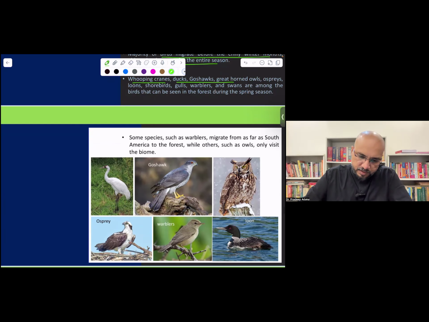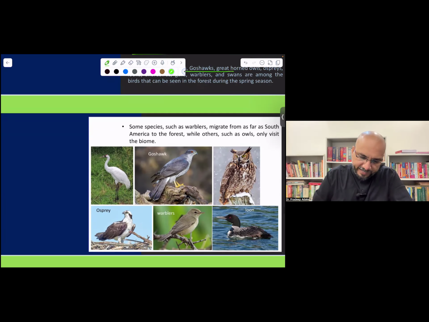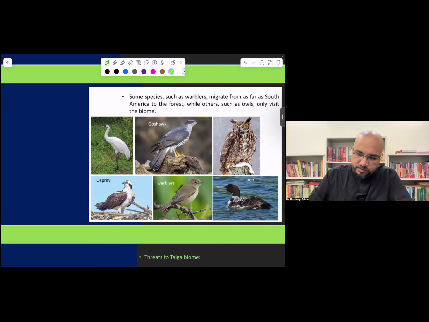So these are some of the birds, right? So you have whooping crane. So this is the whooping crane. Then you have goshawk. You have great horned owls, osprey, warblers. Then you have loons. So these are some of the birds that are found in the taiga.